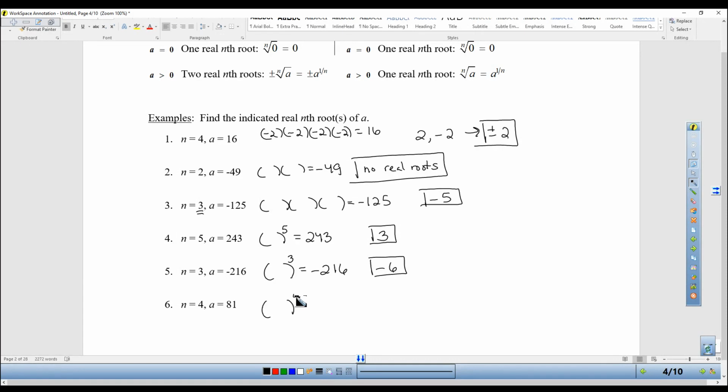And now I'm looking for something to the fourth power that will give me 81. And that number is 3. 3 to the fourth is 81. What about negative 3? Oh yeah, see, that works too. So when this is even, there's 2 possible answers. But when it's odd, there's only going to be 1 possible answer. All right, so I know this is a little funny how I wrote it, but here's why. I did not want to use the notation, the fourth root of 16.